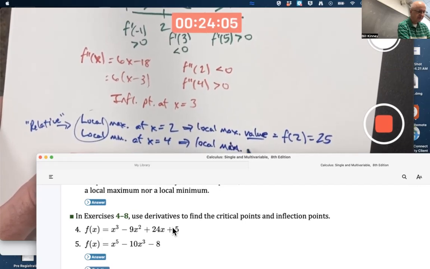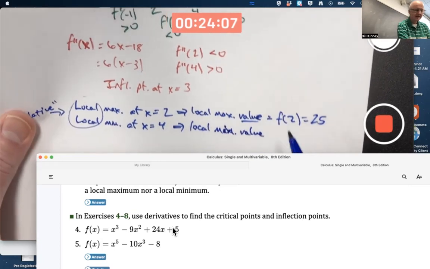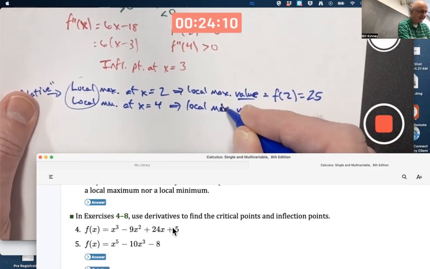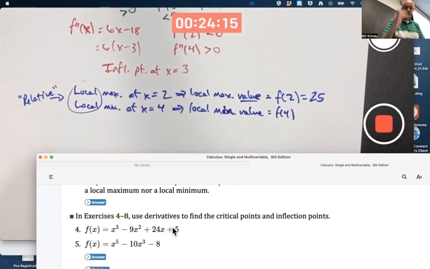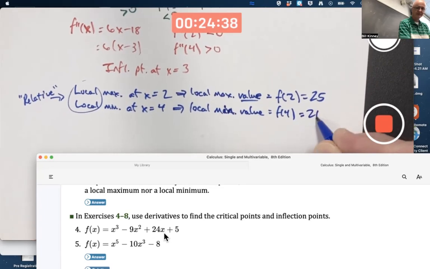And the local min value, oh, now I got to do a harder calculation in my head. Local min value is f of 4. 4 cubed is 64. 4 squared is 16. 16 times 9 is 144. 64 minus 144 is negative 80. Is that right? 64 minus 144, negative 80. Plus 96. 16 plus 5 is 21. Okay. Local min value.